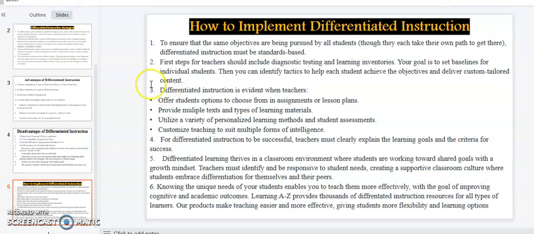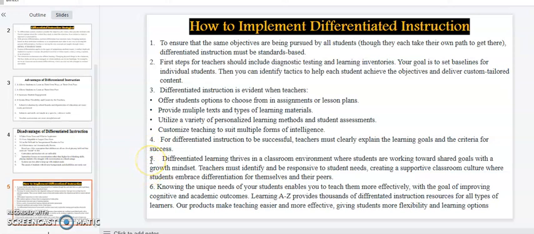Number 3, differentiated instruction is evident when teachers offer students options to choose from in assignments or lessons, provide multiple texts and types of learning materials, utilize a variety of personalized learning methods and student assignments, and customize teaching to suit multiple forms of intelligence. Number 4, for differentiated instruction to be successful, teachers must clearly explain the learning goals and the criteria for success.